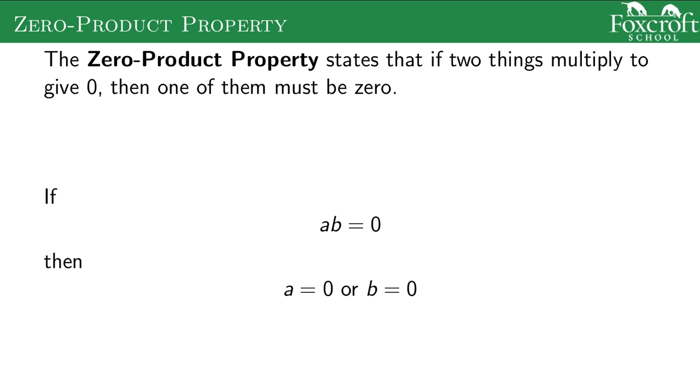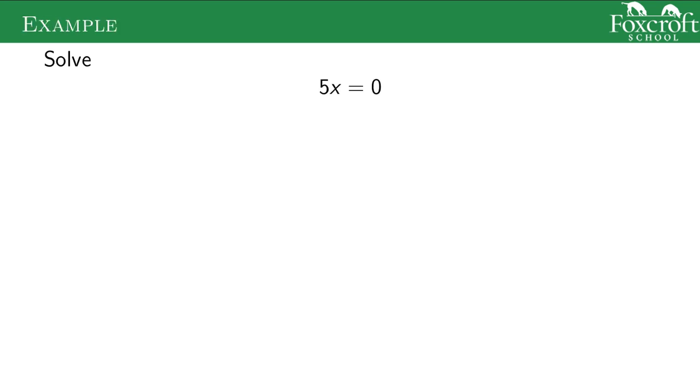This is the way it's going to end up looking when we're solving equations: if I have two things being multiplied and they're equal to zero, then this one has to be zero, or this one has to be. There's no other possibility unless one of them is zero. So if I had the equation 5x equals 0, the only way these two things can be multiplied to give 0 is either 5 is equal to 0 or x is equal to 0. And of course, 5 equals 0 is not possible, so the answer is x equals 0.